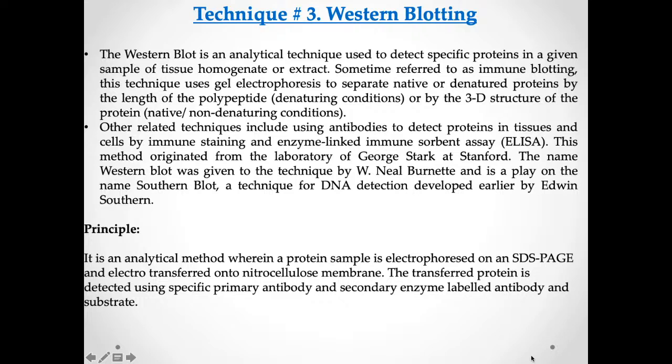Western blotting is an analytical technique used to detect specific proteins in a given sample. It's mainly done to check how much protein is present, and it's done with the help of electrophoresis on an SDS-PAGE, electrotransfer onto a nitrocellulose membrane, and then we use primary and secondary antibodies in order to find out the answers.